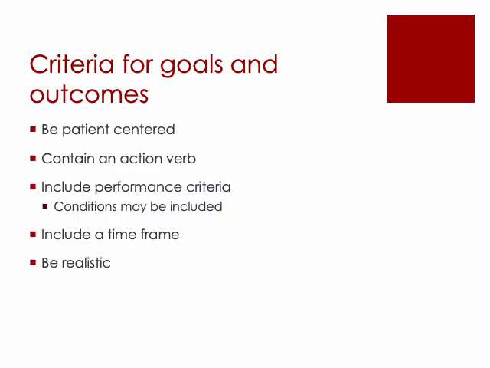So when writing our goals and our outcomes, there are some specific criteria we need to think about. Our criteria starts with our goals and outcomes needing to be patient-centered. So the patient is the center of the health team, therefore the patient should be the subject of all goals and outcomes. So for example, the patient will transfer from the bed to the chair safely within 1 week.